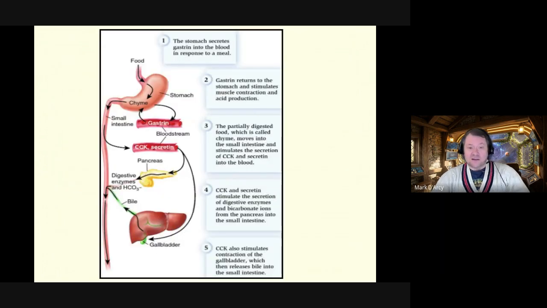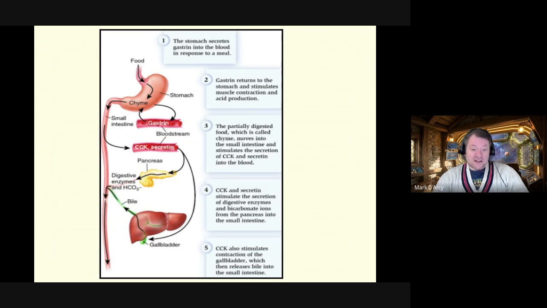And it works like this. The stomach secretes gastrin into the blood in response to a meal. So basically, breaking down of chyme will cause the secretion of gastrin. This will go into the bloodstream. Gastrin will then return to the stomach and stimulates muscle contraction and acid production.